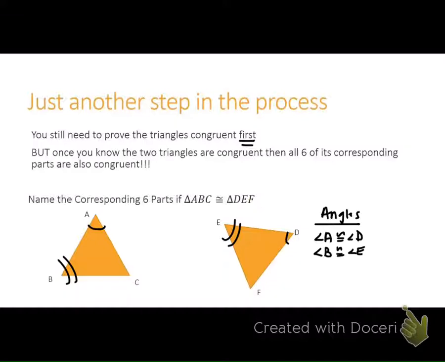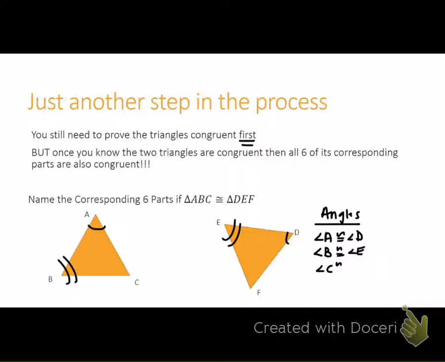All right. What's another one? There's one more. Brandon: Angle C is congruent to angle F. Okay, so those are the angles that are congruent. Those are the 3 angles. We have 6 corresponding parts. The other corresponding parts are called sides.